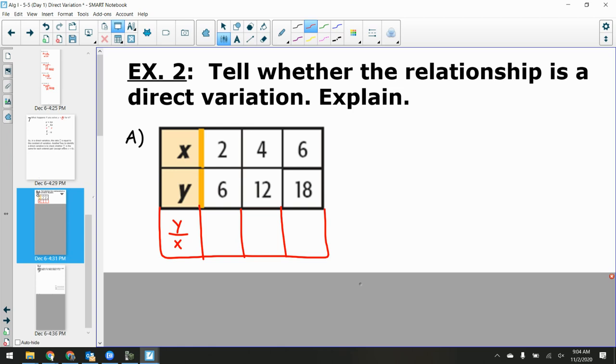What is 6 divided by 2? 3. What is 12 divided by 4? 3. What is 18 divided by 6? 3. Is this a direct variation?